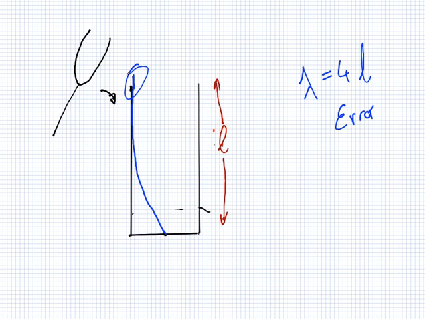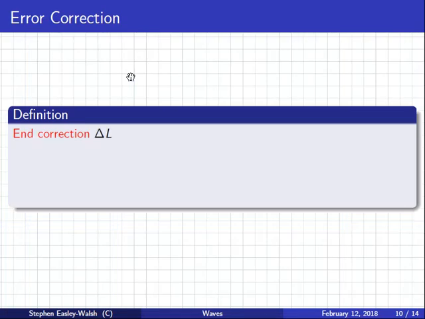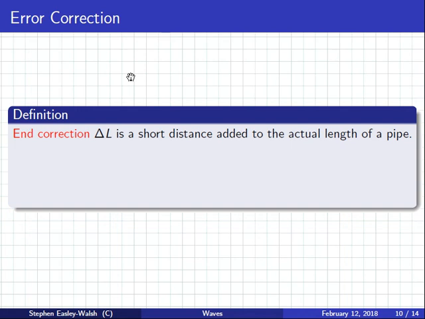But just in case, because it has been in past exams, and maybe he'll look at a past question and make an example from that, we'll just cover exactly what it is. So the end correction, which I'll just call delta L, is the short distance added to the actual length of the pipe.